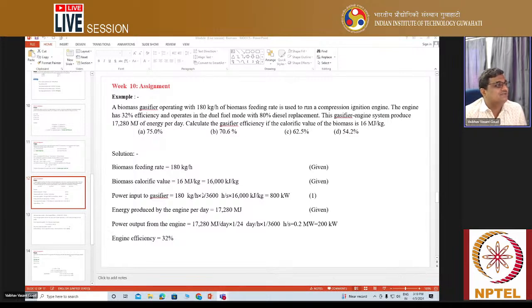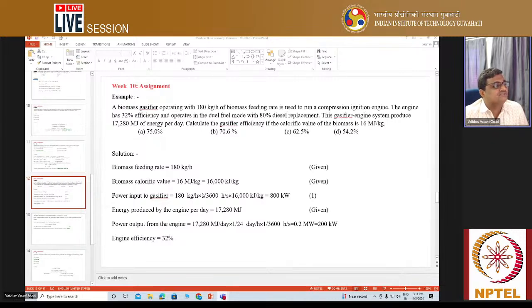Input to the gasifier means that when the biomass is fed inside the gasifier, that biomass is converted into a kind of product. Now we need to calculate, for this specific feed rate of the biomass, what power input is required, that is, the power going into the gasifier, given 180 kg per hour of biomass feeding rate.